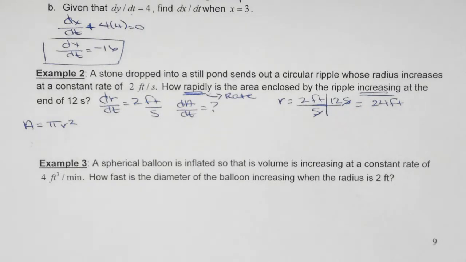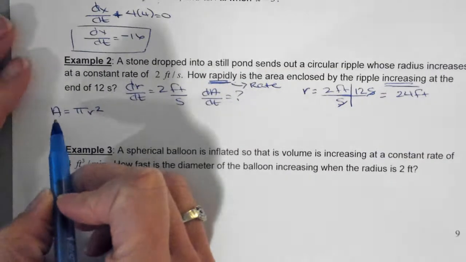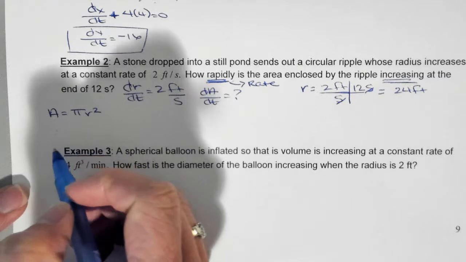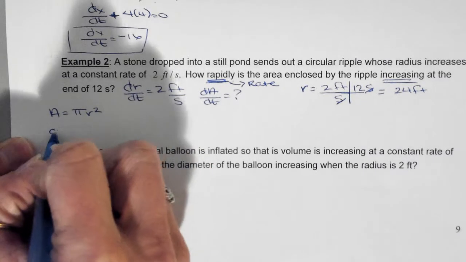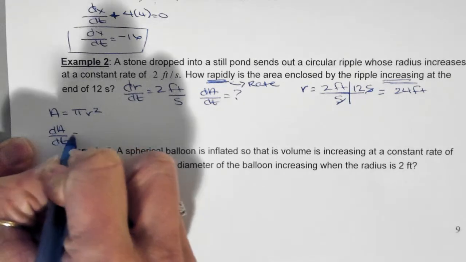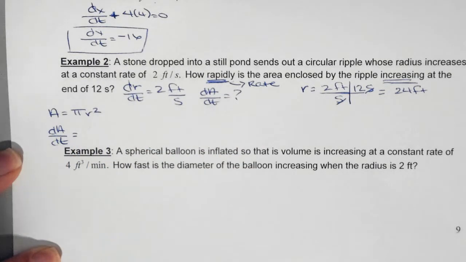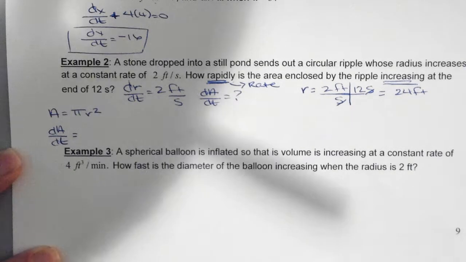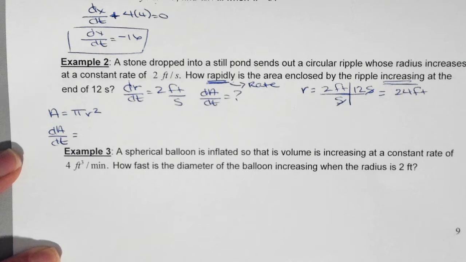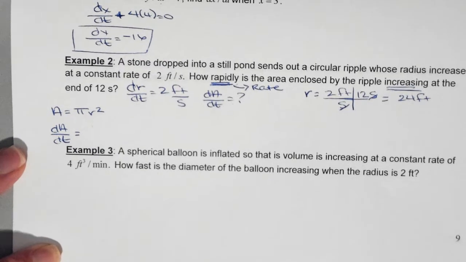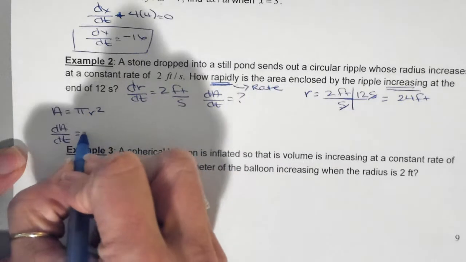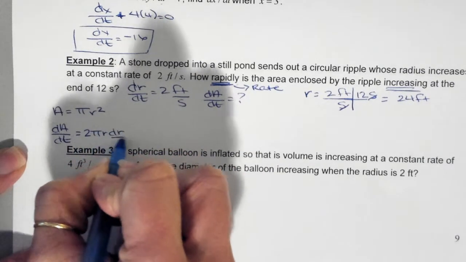Okay, so we left off, we have to take the derivative of our area formula. So what is the derivative of A with respect to time? dA dt is equal to, can you classify pi for me here? Okay, so it's a coefficient, so I don't take the derivative of that, right? I'm just taking the derivative of r squared with respect to time. So let's just forget about the pi for one second. What's the derivative of r squared with respect to time? 2r dr dt. So this would be 2 pi r dr dt.